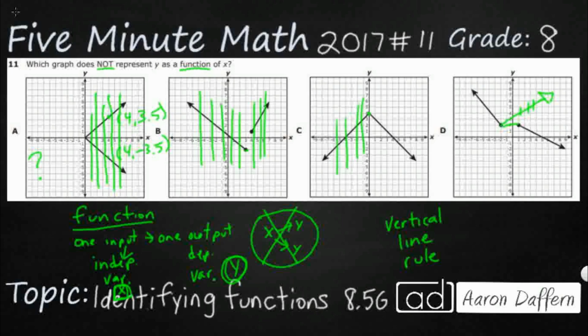I cannot do that with B. No matter where I draw that vertical line, it comes close, but it never touches twice. Same with C. It only touches once. And then same with D. The vertical line rule only touches once. So B, C, and D are all functions. A is definitely not a function, and that's our answer.